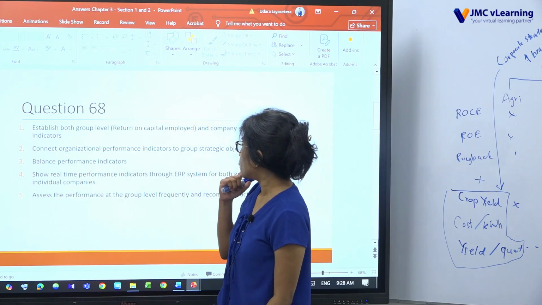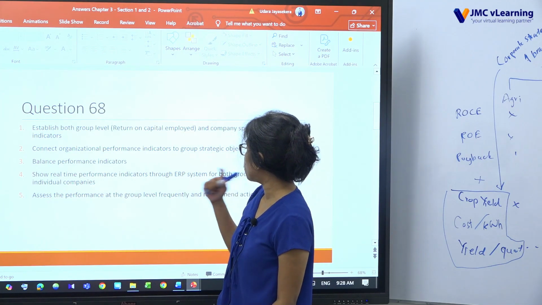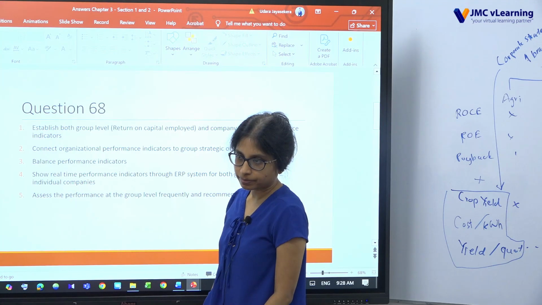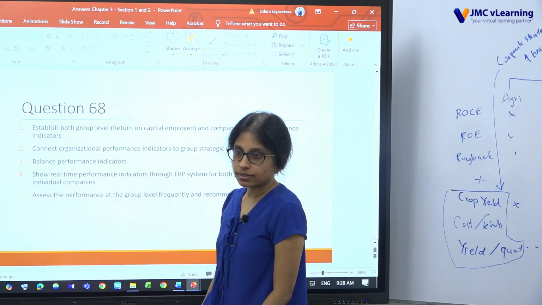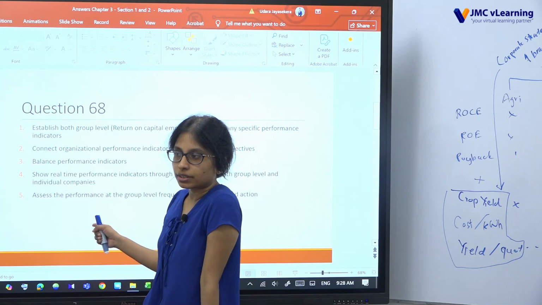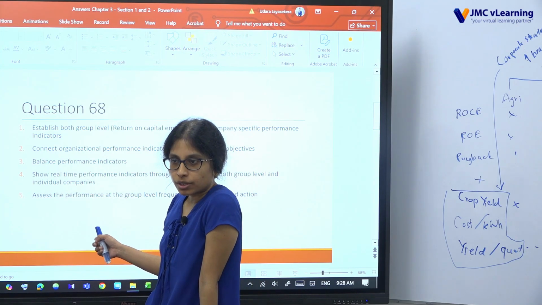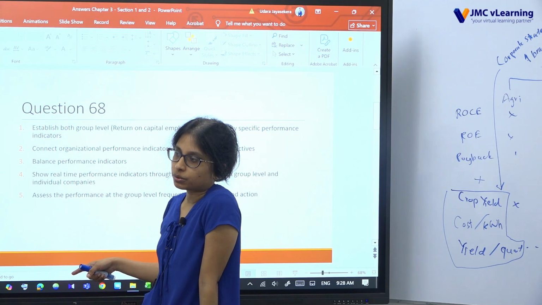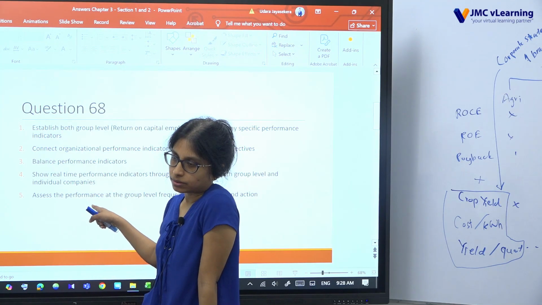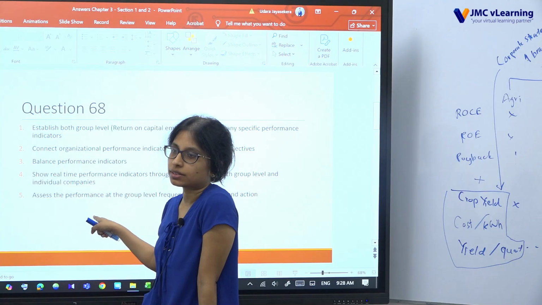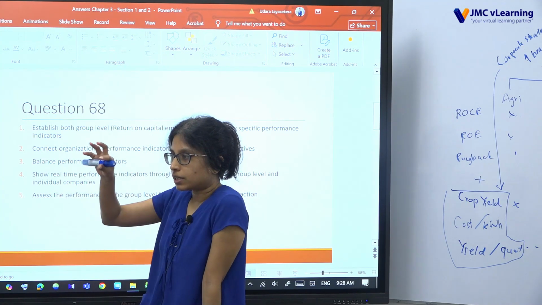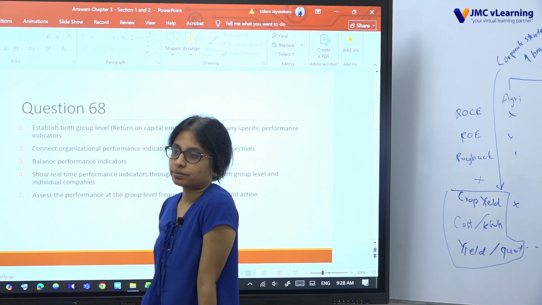Okay, next one, show real-time performance indicators through ERP system for both group level and individual companies. That will be very important. Now they have an ERP system, no? They might have spent a lot. So you have to make something out of it now. So you make some changes to the ERP system. You tell those people, look, in my ERP system I need to see these things real time.